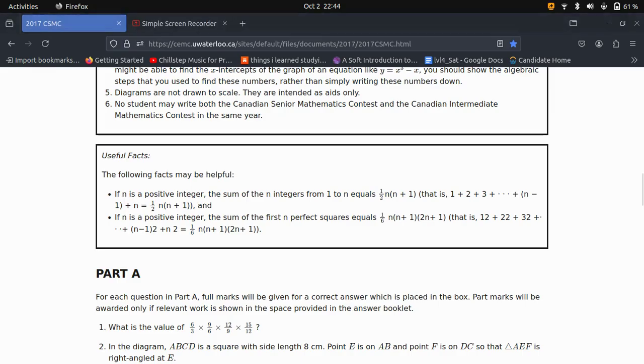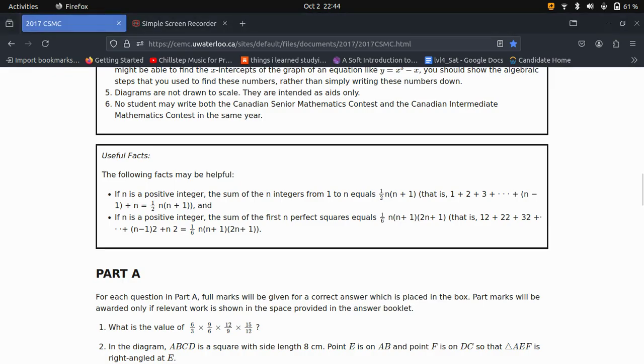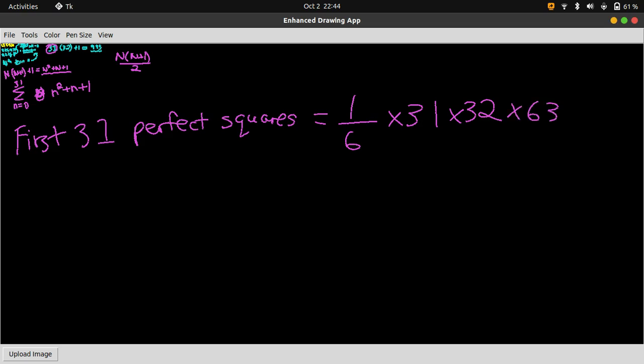Well, according to their formula, which you can derive, it is equal to 1 over 6 times 31 times 32 times 2n plus 1. So that would be 63, I believe, because 31 times 2 is 62, plus 1, 63. And this, I'll do my calculator quickly, gives us 10,416.